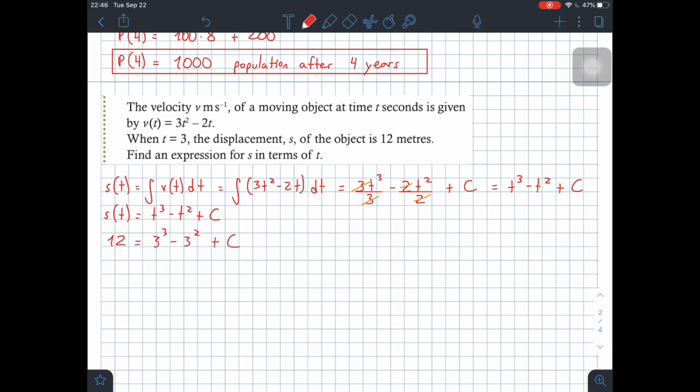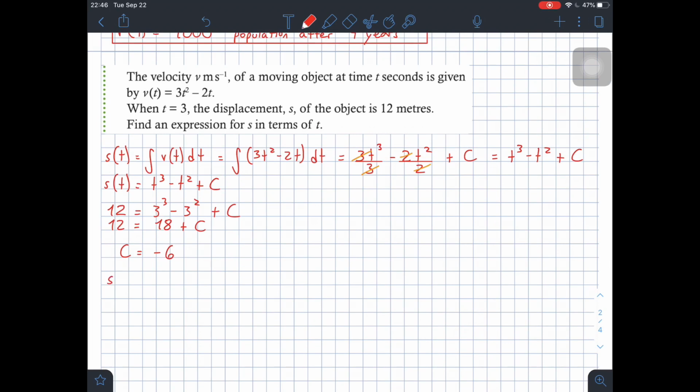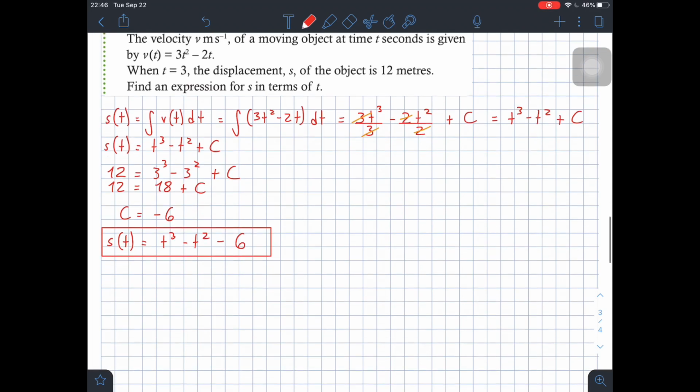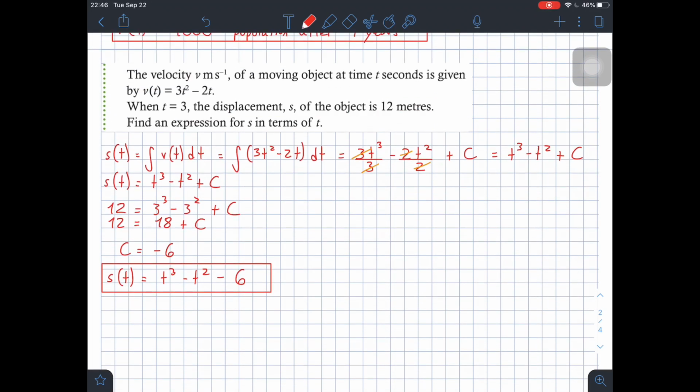Then I just need to solve for the value of c, right? We're going to have that 12 is 27 minus 9, that's 18, plus c. So we're going to get that c is equal to negative 6. That means that the expression of displacement with respect to time is t cubed minus t squared plus c, where c is negative 6. So this would be the answer for this problem, okay? This is the particular solution according to the boundary condition that we're given.